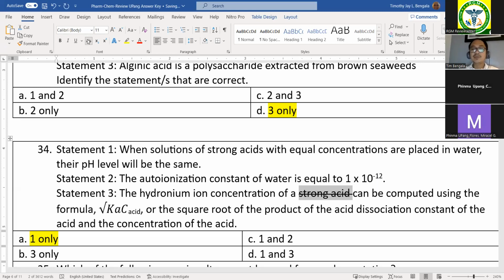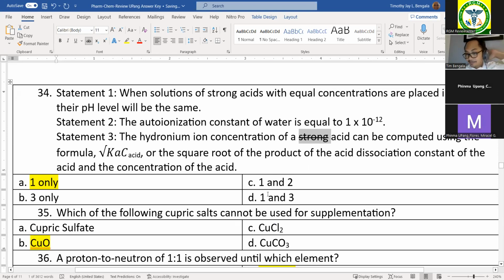If I replace the word with weak acid, then the statement will be correct. Okay? So, dapat dun pa lang, hindi na kayo aabot. Dapat sa dulo ng statement. So, hinabaan lang natin para mukhang totoo. Pero incorrect yung statement number 3, because this is for weak acids. So, that means only statement number 1 is correct. And that is letter A.